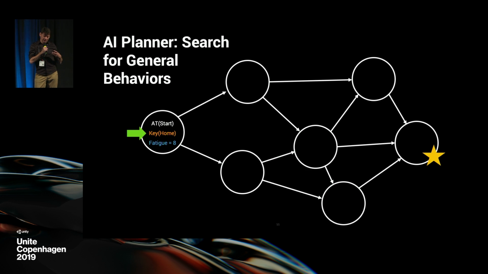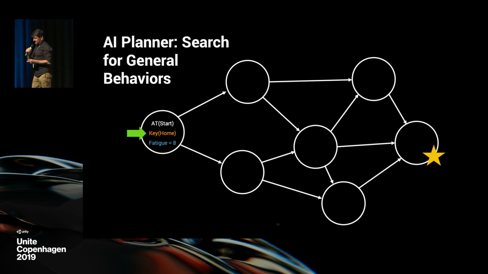We're going to say, hey, you are at your starting location. We can put information about its inventory. You are currently carrying the key to your home. We can put information about your resources, your fatigue level, or your fatigue at level 8. Any information which is relevant to my decision making should be put in the state and generalized.